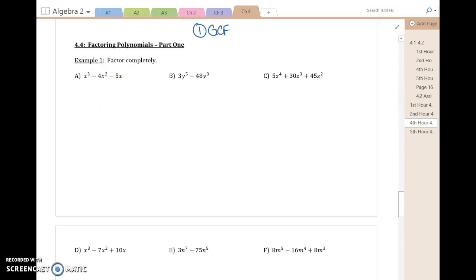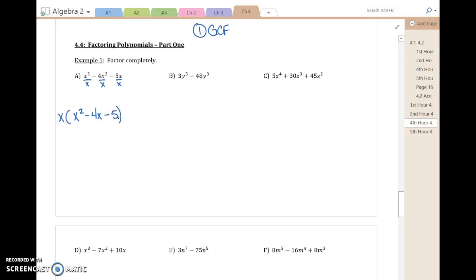When I teach this to my Algebra B classes, I actually have them write divided by x underneath each term. If that helps you, great. If you don't need that, great. So x to the third divided by x, it cancels out one of those x's and leaves us with x squared. Negative 4x squared. Take out one of those x's, you'd be left with negative 4x. And negative 5x divided by the x leaves you with negative 5.